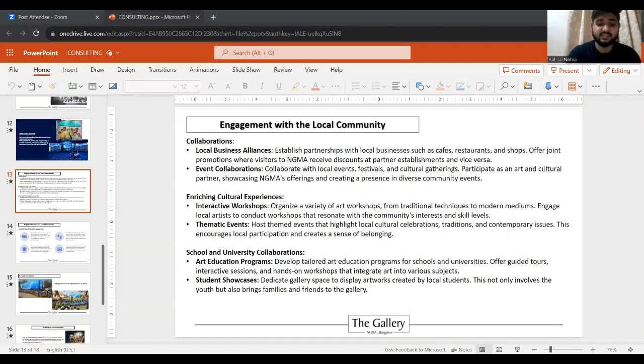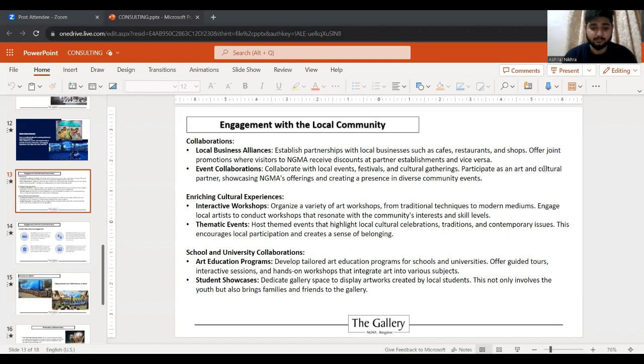Now, for enriching cultural experiences, this is about making people have awesome experiences with art. For this, we can have interactive workshops. We could set up different workshops where people can learn about art in fun ways. We can ask local artists to come and teach things that the community is really interested in, and they might learn new things.